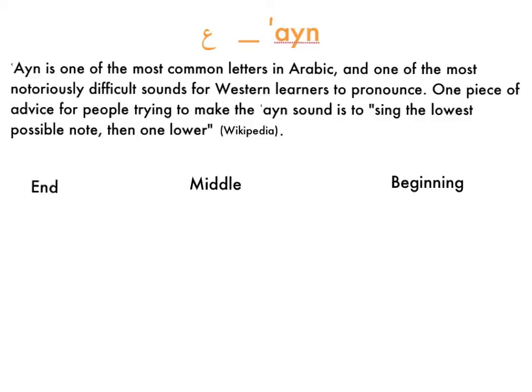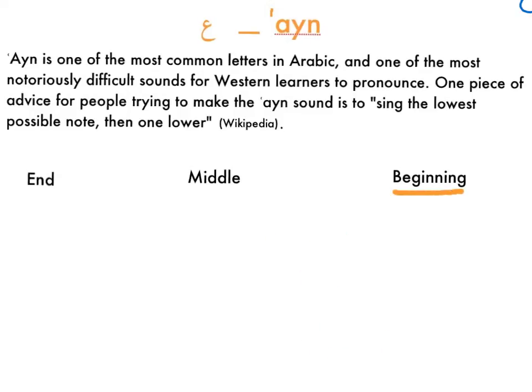Now let's see how we write the letter ayn. The letter ayn is basically like the letter ghayn, but with no dots. Beginning of a word, we write the letter ayn like this, and it connects to the other letter with this line. In the middle, we write it like this. Don't forget the squared shape. And like the letter ghayn, it connects on both sides with these lines.